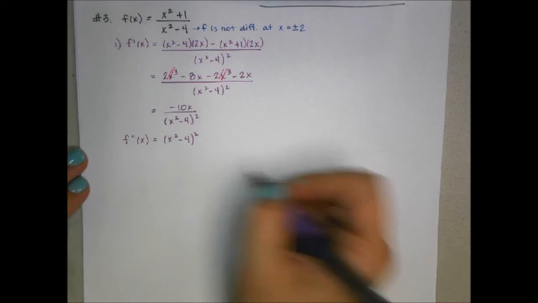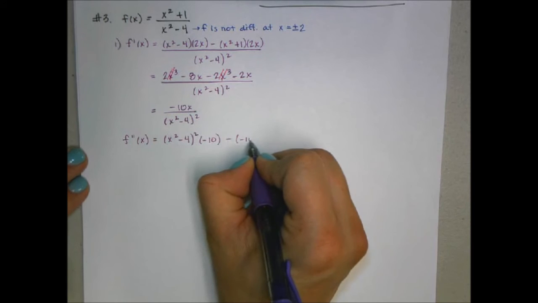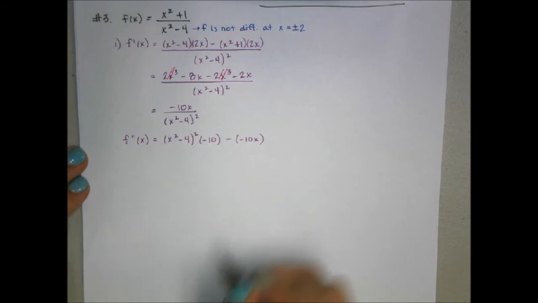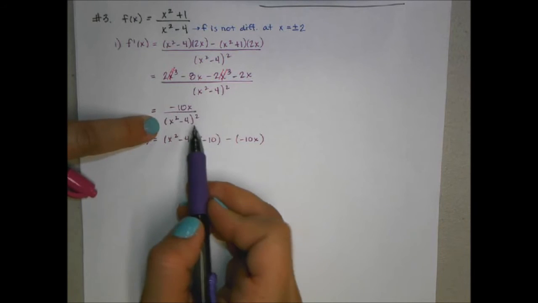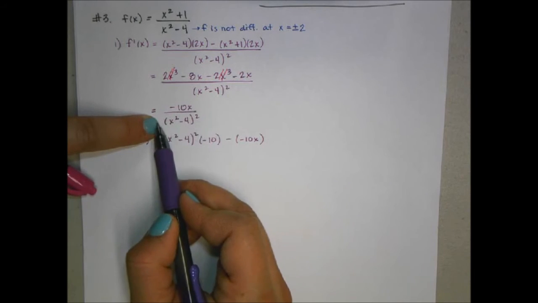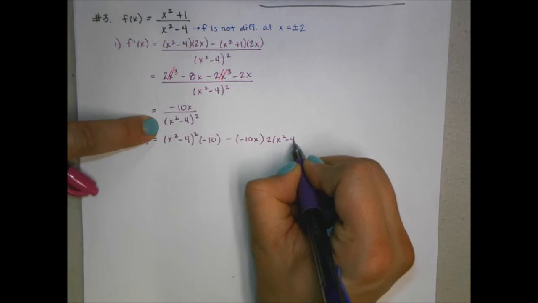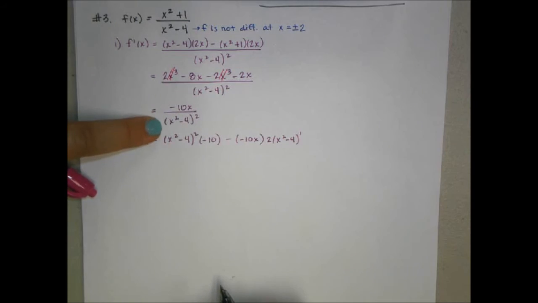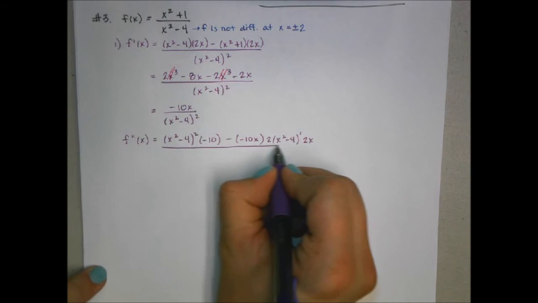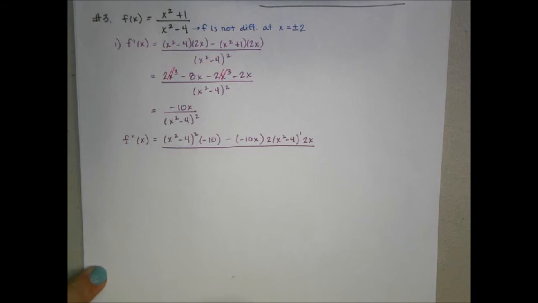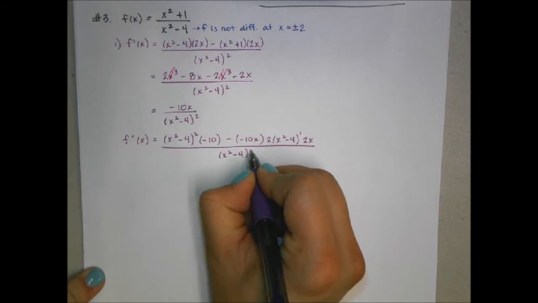So low d high, we get negative 10. Minus high d low. So we have to be careful here when I do the derivative of the denominator. We're going to be doing our chain rule. So we're going to start with the power rule here. Bring 2 down and drop the power by 1. And the derivative of what's inside, 2x. Okay, all over the square of what's below. So x squared minus 4 now to the 4th power.